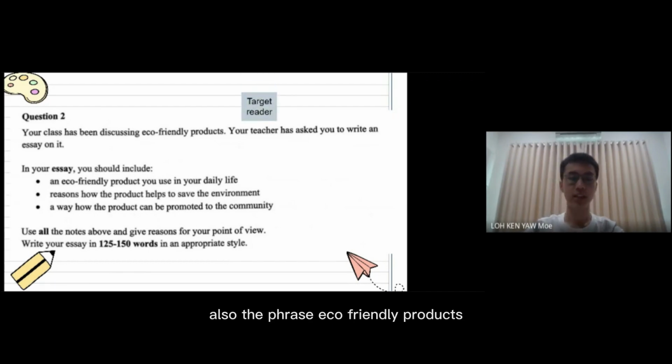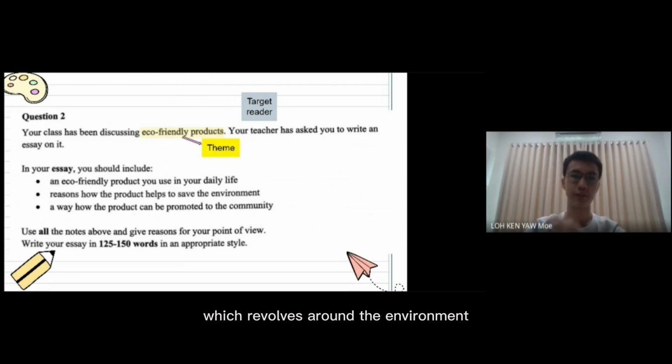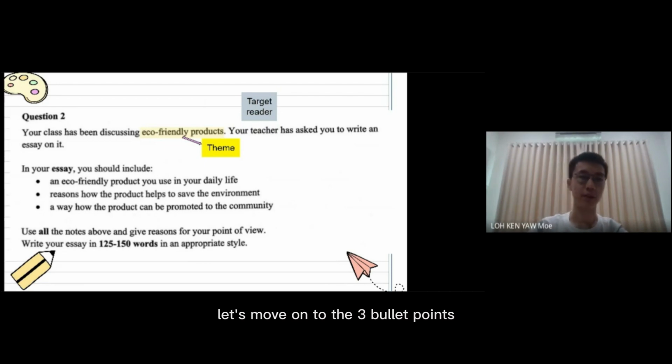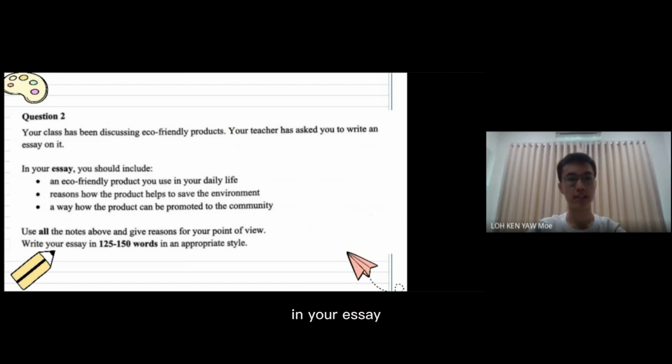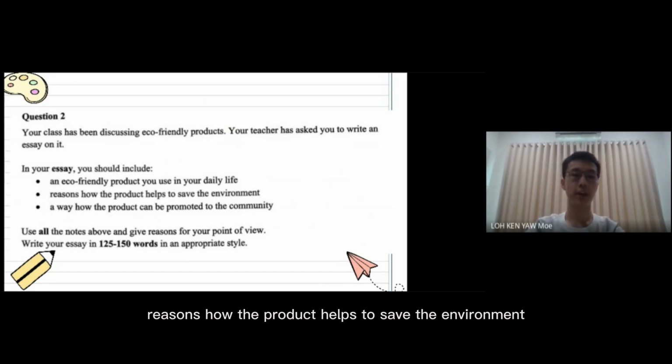Also, the phrase eco-friendly products highlights the theme of this essay, which revolves around the environment. Now that this is done, let's move on to the 3 bullet points. In your essay, you should include an eco-friendly product you use in your daily life, reasons how the product helps to save the environment, and a way how the product can be promoted to the community.